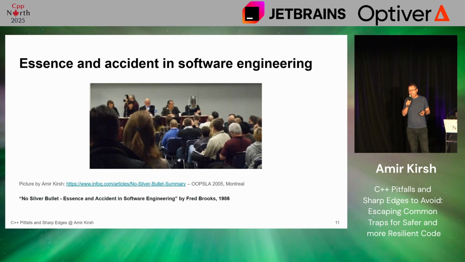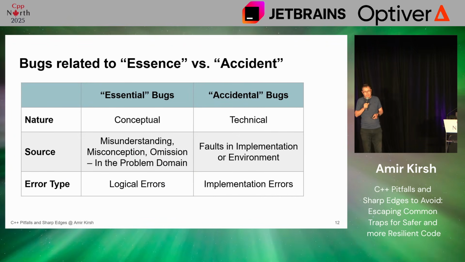The argument is that the tough stuff in software engineering, in writing code, is not the accident. The accident is something that maybe you can improve. The accident is the way that we write code, the way that languages work. The essence is the actual product. It's the requirements, how things are engineered into our code.